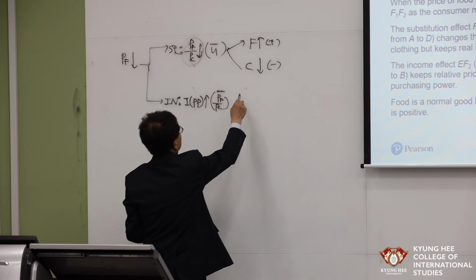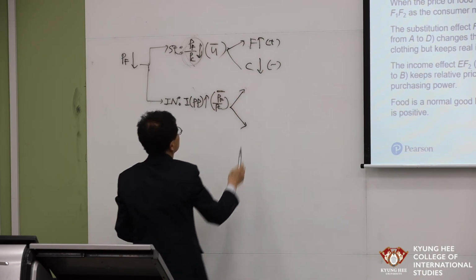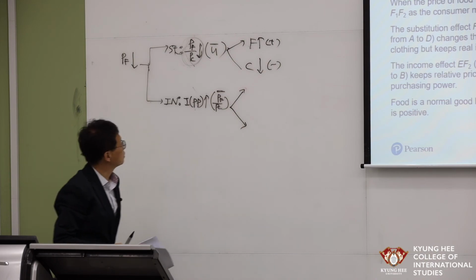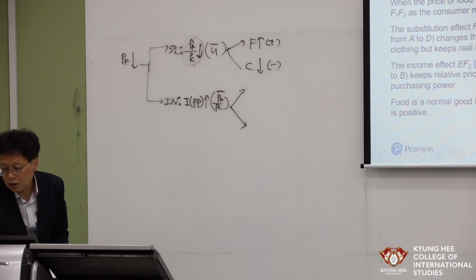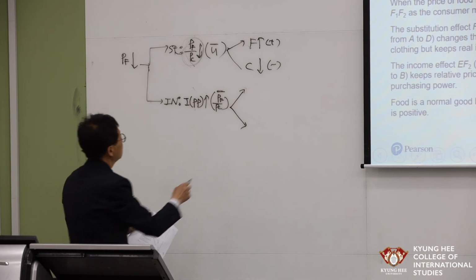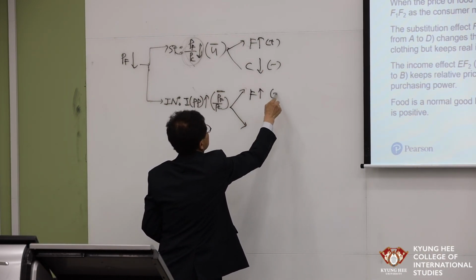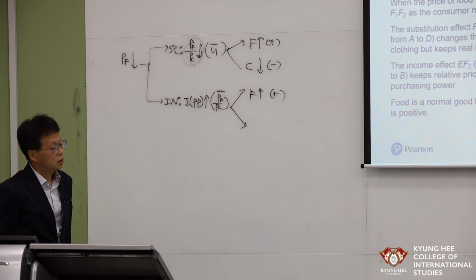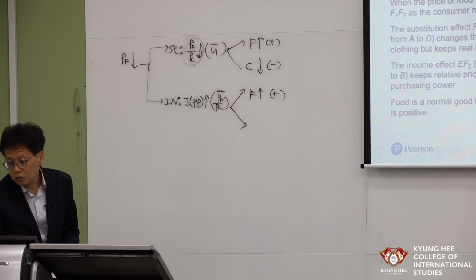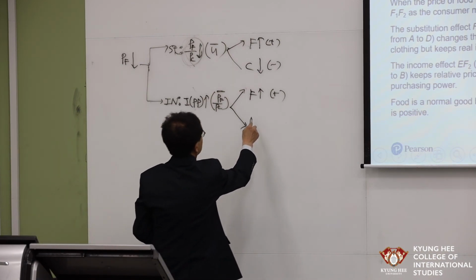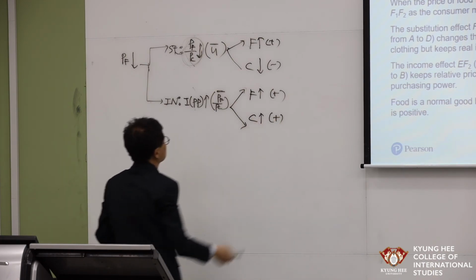Now, income effect, what happened? Purchasing power increases. Then, does consumption of food increase or decrease? When you're moving D to B, income increases, purchasing power increases. Then consumption of food increases, right? Can you understand? Right? And then what happened in consumption of clothing? When you move D to B, consumption of clothing also increases. Right? Moving here to here. Anyway, this one also increases. So, positive.